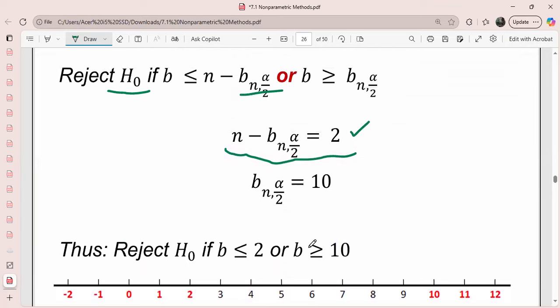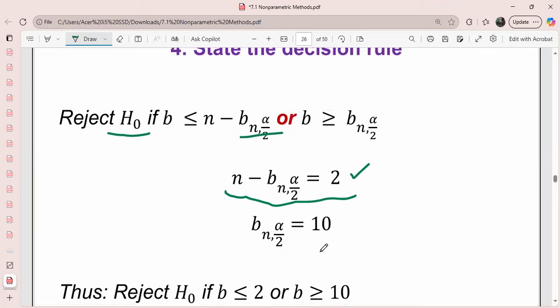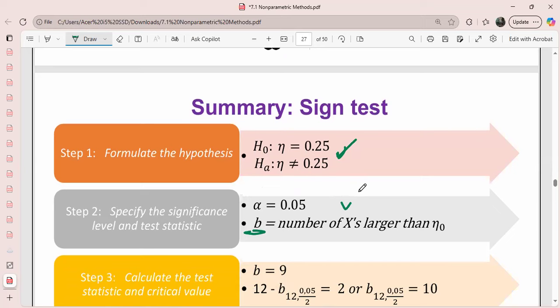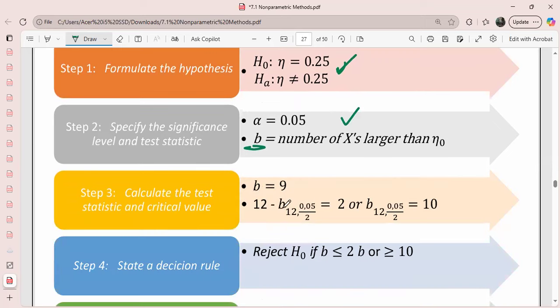So the value of B, you saw how they got this. I explained that it was equal to 9. You also know how they got N minus B, this whole thing. They got 2. You can use either this one or this one, but I will advise you to use this one. It's still fine because it's still the same thing. You saw how I got the value of 10. So we reject the null hypothesis if the value of B, this 9 here, is less than or equal to 2.